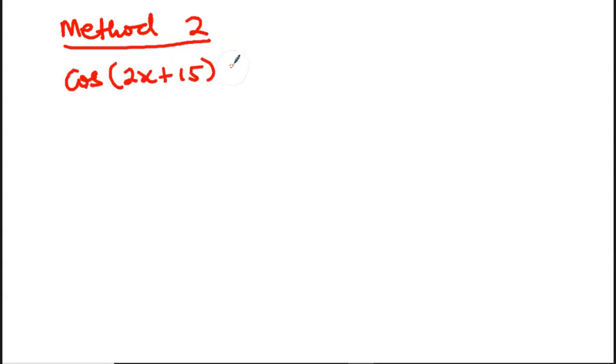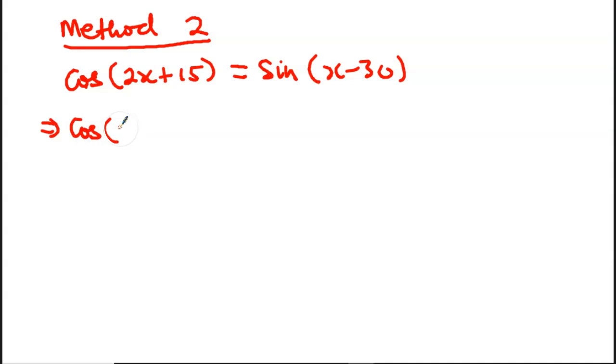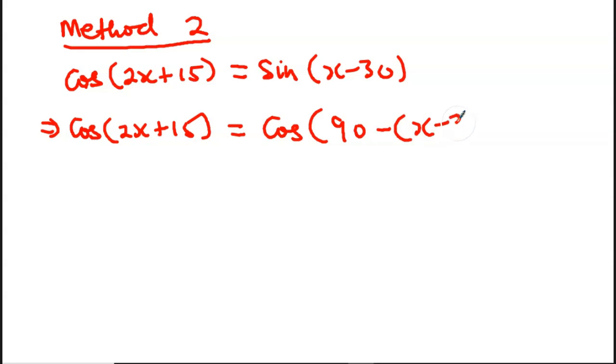Method 2. For the same question, we have cos(2x + 15) is equal to sin(x - 30). As I said, you can change this one to sine so that they will have the same ratio, or you can change this one to cos. So, let's change the right hand side to cos. This implies that cos(2x + 15) is equal to cos(90 - (x - 30)).